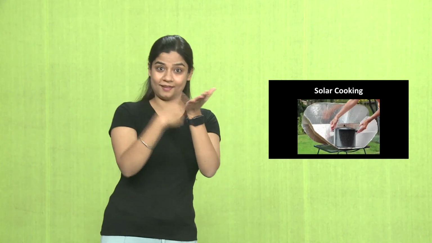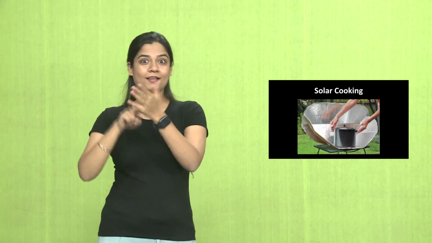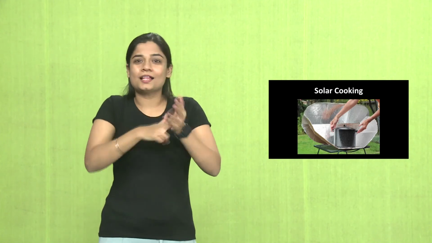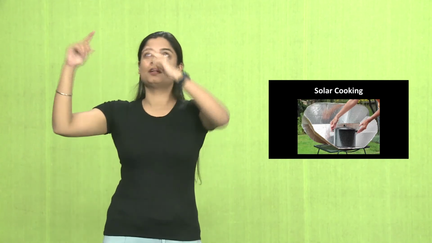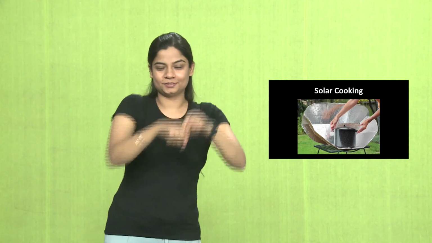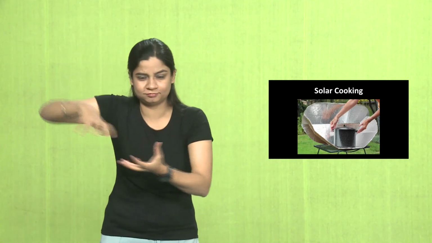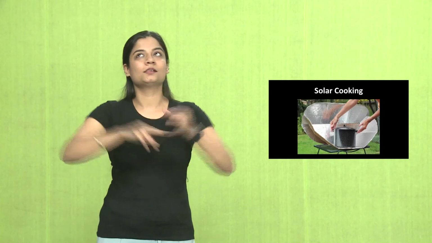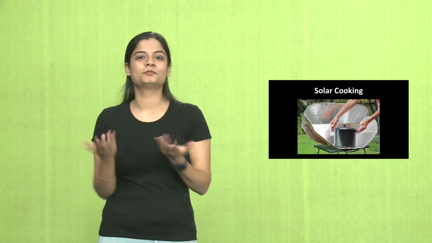The next category is solar cooking. It's a natural way of cooking. Solar energy is the primary source. In any place where there are solar panels, cooking can be done. A black box can be taken and food products can be put in, and with the power of solar cooking, the food can be cooked.